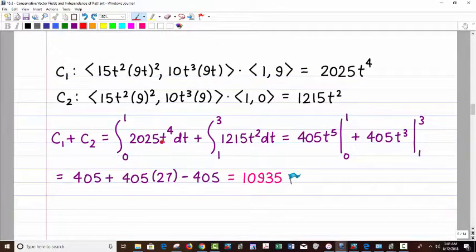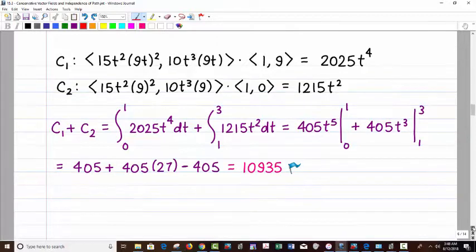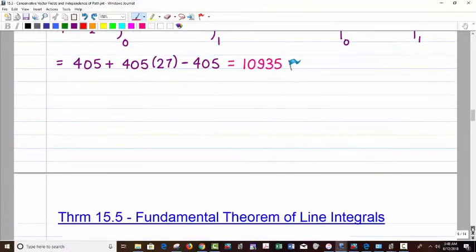So you see I have this integral, 25t to the fourth from 0 to 1, plus 1215t squared from 1 to 3. Yada, yada, yada. Look what it yielded. 10,935. And let's hope I stopped there and did not get any crazier. Okay, it looks safe now.